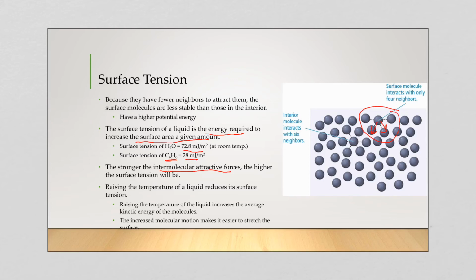Now, of course, like a lot of things that involve intermolecular forces, temperature plays a role. So if you raise the temperature, you raise the energy of these molecules, it allows the molecules to move faster and faster, makes it easier to stretch, right? And so as your temperature goes up, the surface tension decreases. And so the surface tension of hot water is going to be less than the surface tension of cold water.